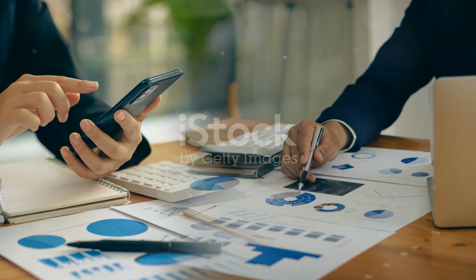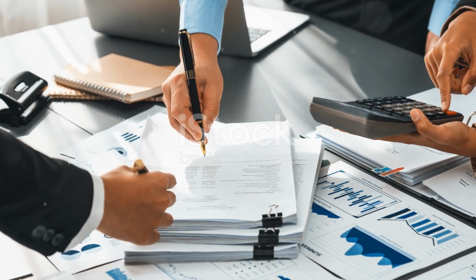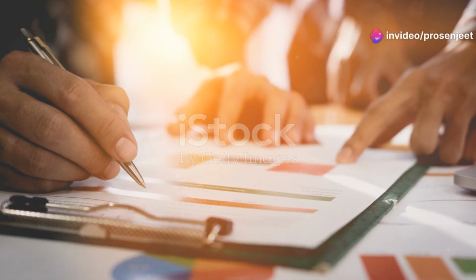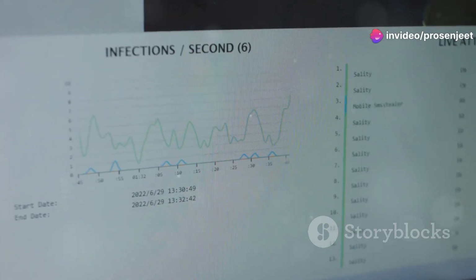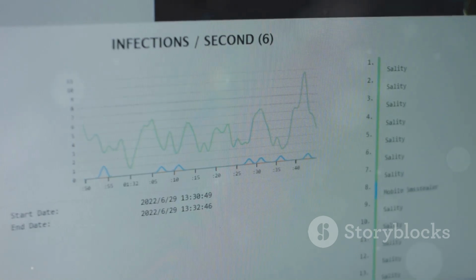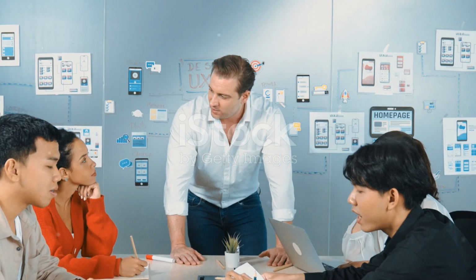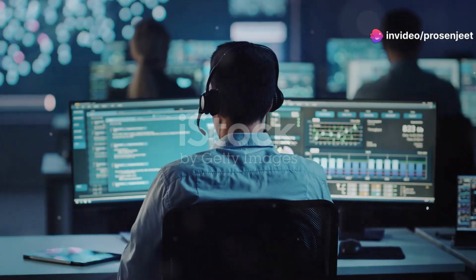Governments use data analysis for policymaking. By analyzing economic data, they can make informed decisions on issues like employment, inflation, and public health. For example, during the COVID-19 pandemic, statistical models helped predict infection rates and plan healthcare resources accordingly. Data analysis enables better governance and policy formulation.